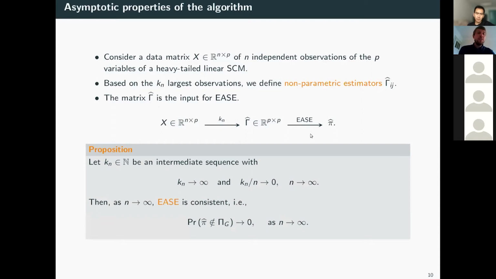And we can show that if we choose this sequence kn, which is the number of extreme observations that we use, and which is also called an intermediate sequence, in a correct way, namely that kn goes to infinity as n increases, and kn grows more slowly than n, then the EASE algorithm is consistent, in the sense that with probability 1, we will estimate a true causal order on the p variables.